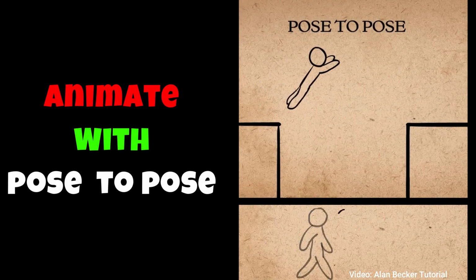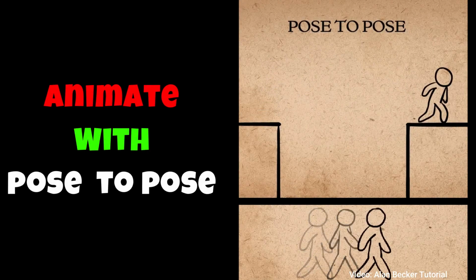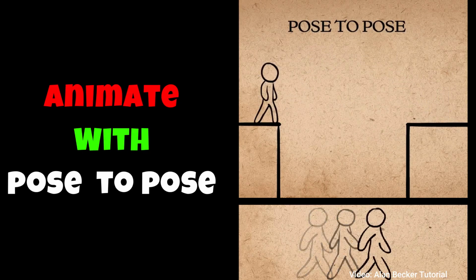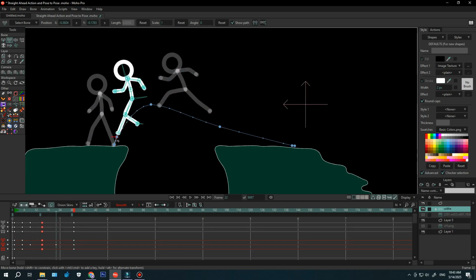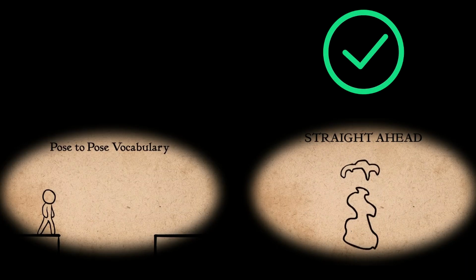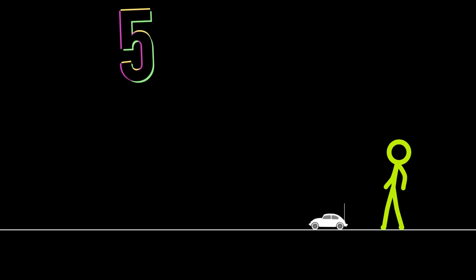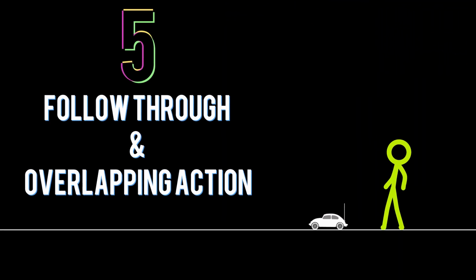Now, with pose to pose, you create key poses first, then fill in the in-betweens, the frames that connect your poses. This one's more controlled, and you get a stronger sense of structure. Straight ahead is great for intense action, and pose to pose helps with planning and control. Let's jump into Principle 5, follow through and overlapping action.